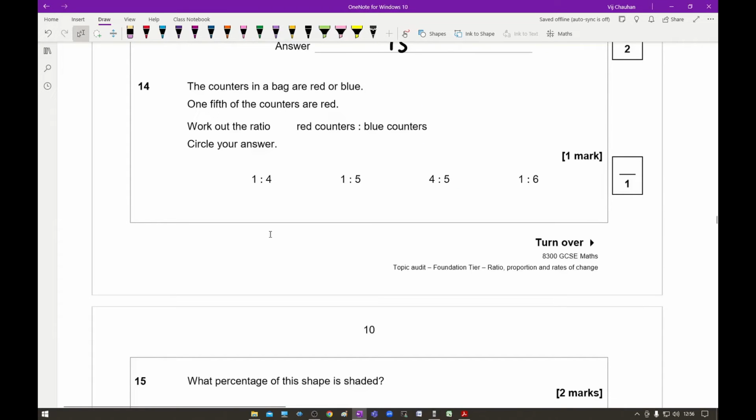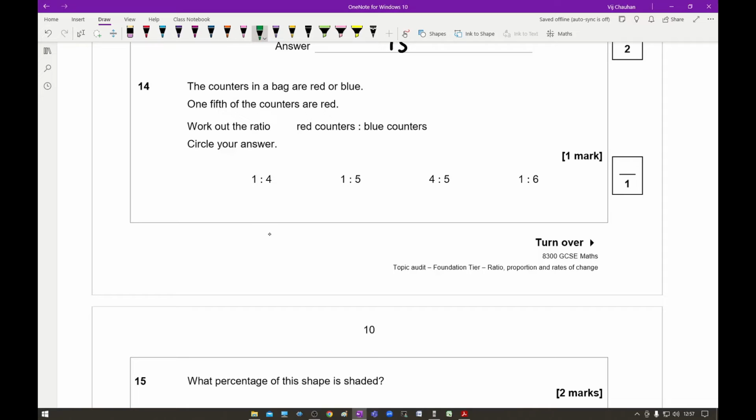Moving on to question 14, it says the counters in a bag are red or blue. 1/5 of the counters are red. Work out the ratio of red counters to blue counters. Circle your answer. Now, in terms of looking at how fractions differ to ratios, with a ratio you're comparing one part to another. With a fraction you're comparing one part to the grand total.